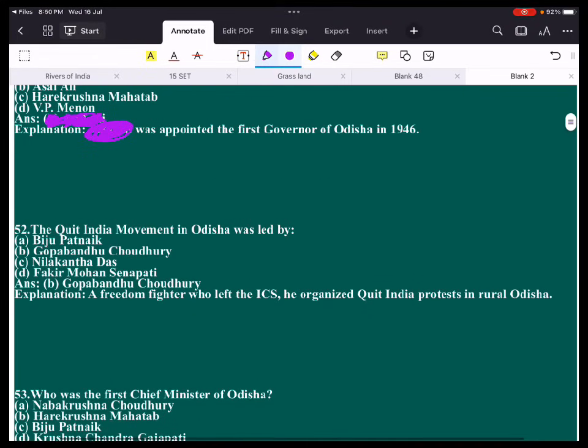Question number 52. The Quit India movement in Odisha was led by Gopabandhu Chaudhary. Option B is the correct answer. A freedom fighter who left the ICS organized the Quit India protest in rural Odisha.